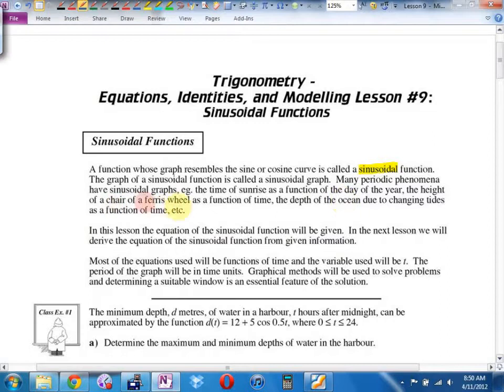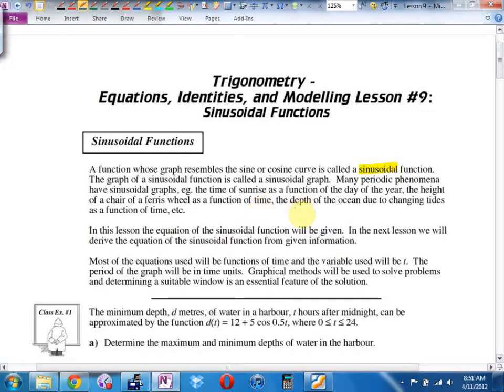The height of a chair on a Ferris wheel is a function of time. If you've ever been on a Ferris wheel, Ferris wheel goes up, Ferris wheel goes down, Ferris wheel goes up, Ferris wheel goes down. If you graph it with respect to time, you form a lovely sine graph. In fact, anything that moves in a circle, you can write that as a sine equation quite wonderfully.